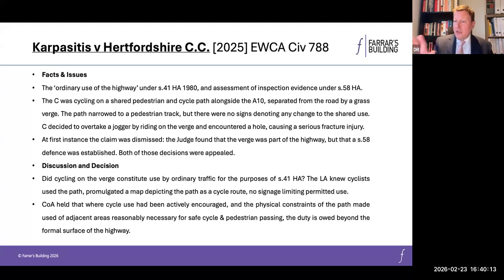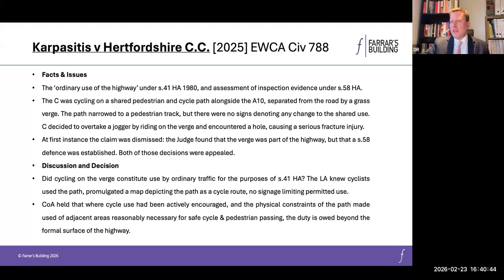Moving to more generally applicable practice areas that we encounter very often, looking at a Highways Act claim, Karpasitis, and two points to extract from this, really. Firstly, in relation to Section 41 and the ordinary use of a highway, and secondly, in relation to the Section 58 defence and how one might assess highway inspectors' witness evidence.